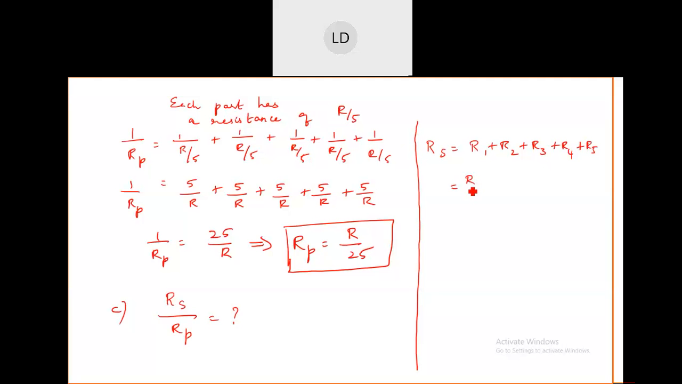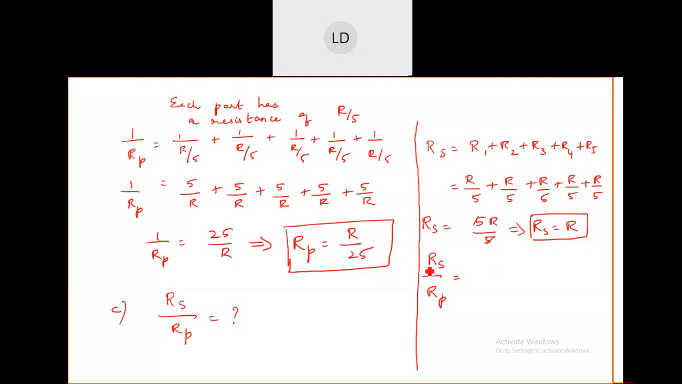So combination of R by 5 plus R by 5 plus R by 5, and so on. So when I do this, what will be the effective resistance? Now this will be 5R by 5, right? 5 gets cancelled, which implies Rs is equal to R. Am I right? Now I am going to find out the ratio. Rs by Rp. Now Rs is R, Rp will be R by 25. So this 25 will go to the numerator. R gets cancelled. So the ratio of Rs to Rp is 25 to 1.